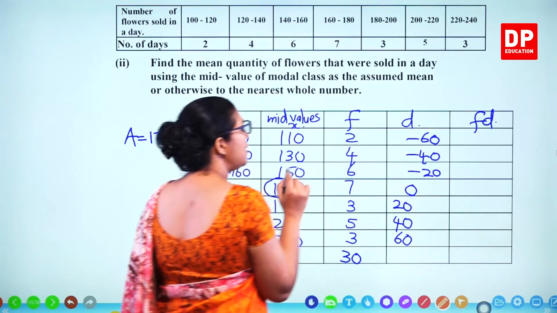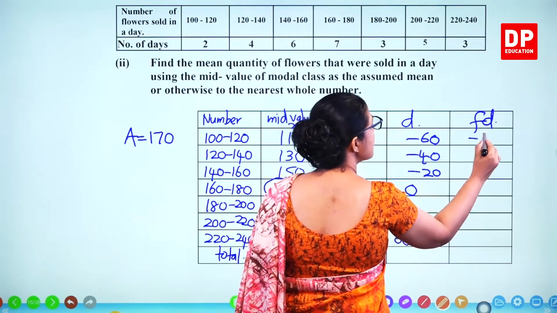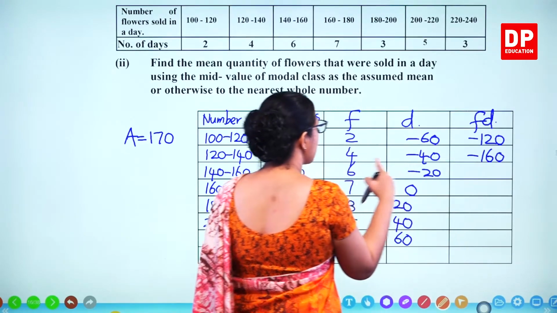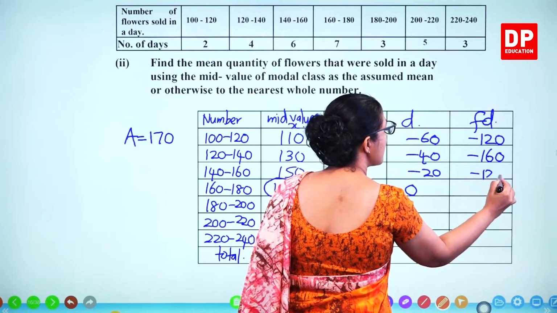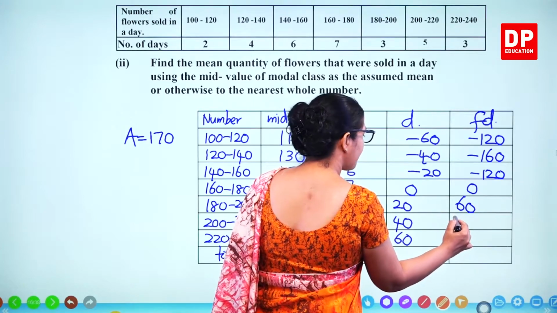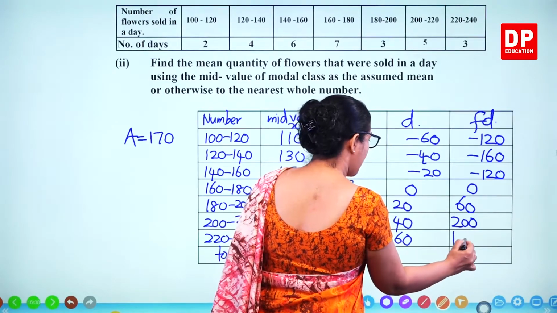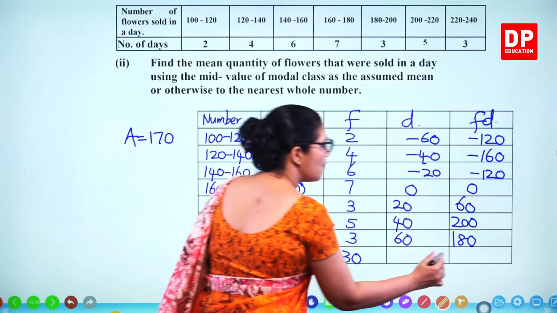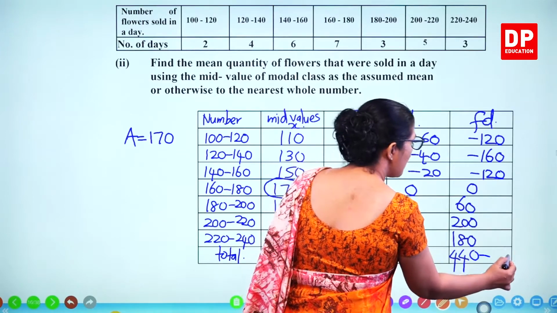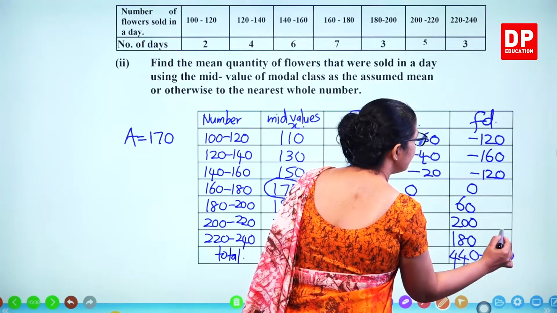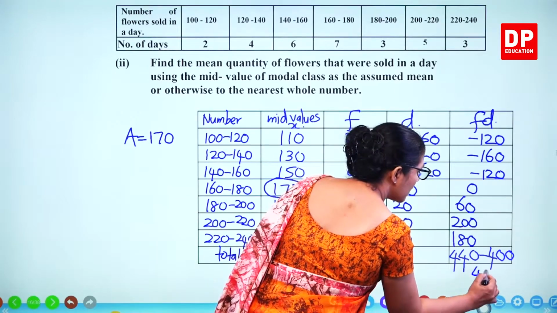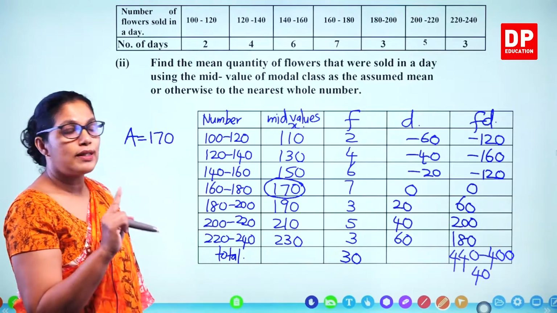Now calculate f times d. 2 times minus 60, minus 120. 4 times minus 40, minus 160. 6 times minus 20, minus 120 here. 0. So 60, 200, 180. Now add the positive values separately. 440. Negative values separately. 400. So when you subtract, you get 40. 40 is the total of fd.